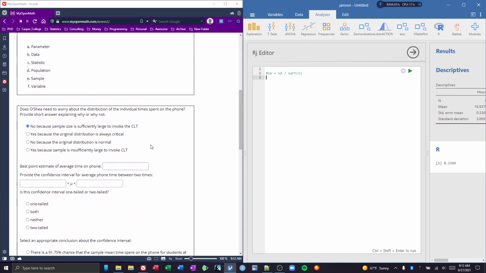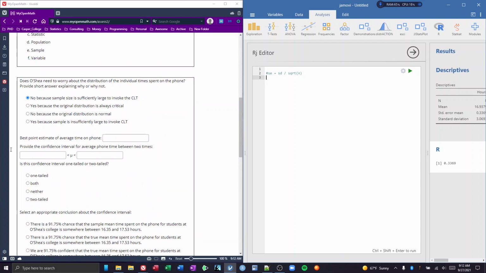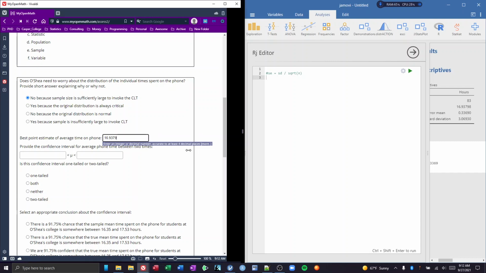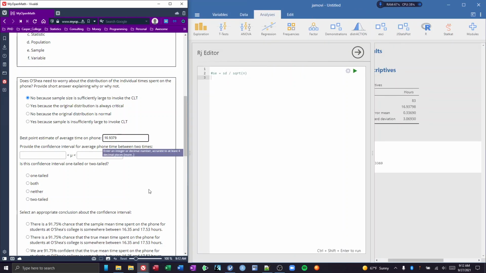Okay, so scroll on down, and we can say that the best point estimate of average time on the phone is just going to be this 16.9379, roll over and grab it. Okay, let's give ourselves a little bit extra room.